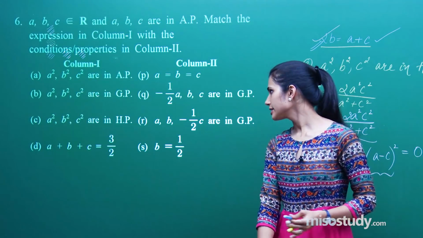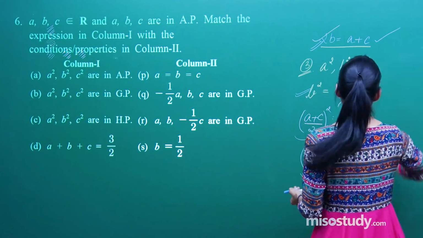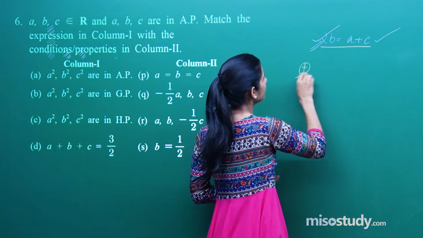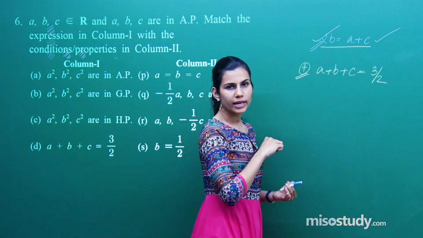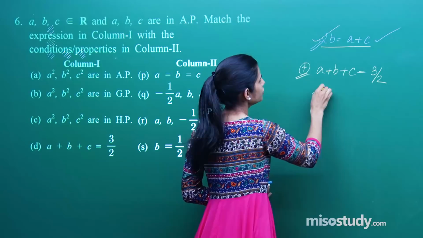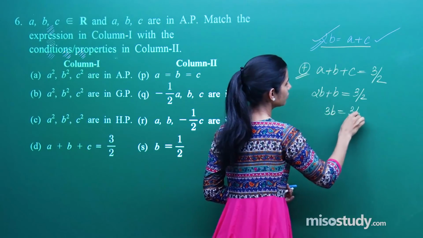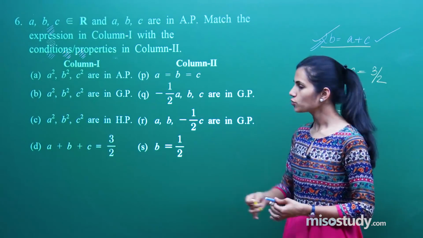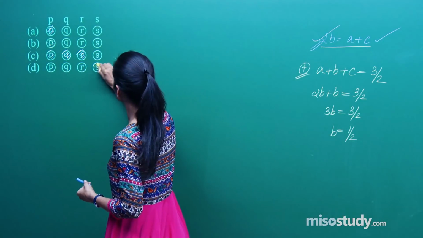Moving to the last case, that is case D. It says that A, B, C are in AP and A plus B plus C is 3 by 2. Now, this is very, very easy. A plus B plus C is 3 by 2, but because A, B, C are in AP, twice of B is A plus C, so I can replace A plus C by twice of B, plus B is 3 by 2. So, you get 3B is 3 by 2 or B is 1 by 2. So, your D gets matched to S option.